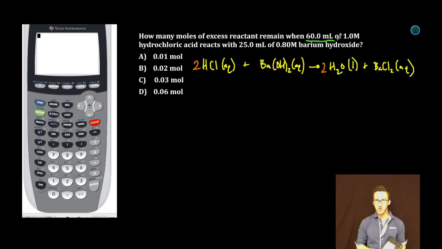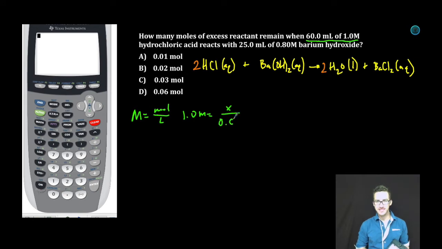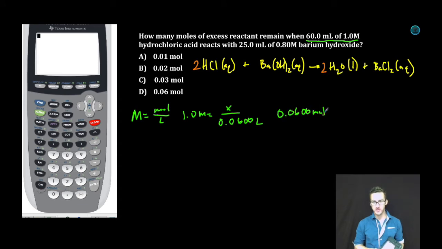All right, let's start with hydrochloric acid. So we're going to use the molarity equation here, which is moles per liter of solution. Our molarity is 1.0 molar. Our volume in liters is 0.0600, which means that my number of moles, 1 times 0.0600, who needs a calculator? Not me. 0.0600 moles HCl.